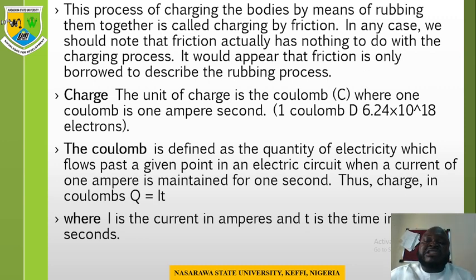Thus, charge, whose unit is the coulomb, is written as capital Q and is equal to the product of current and time. That is, Q equals I times T, where I is the current, whose unit, which all of us are aware of, is the ampere, and T is the time, which is in seconds.